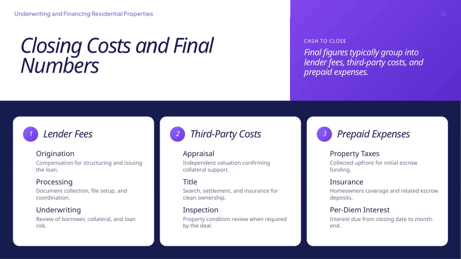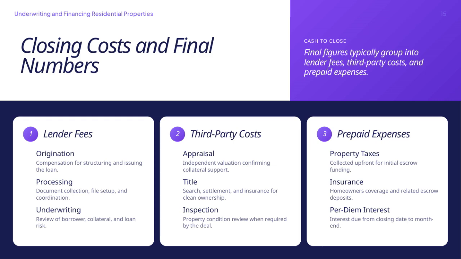These final figures generally fall into three main categories: lender fees, third-party costs, and prepaid expenses. Starting with lender fees, these include origination fees, which cover the compensation for structuring and issuing the loan. Then there are processing fees, which take care of document collection, file setup, and coordination tasks. Underwriting fees come next, covering the thorough review of the borrower, the collateral, and the overall loan risk.